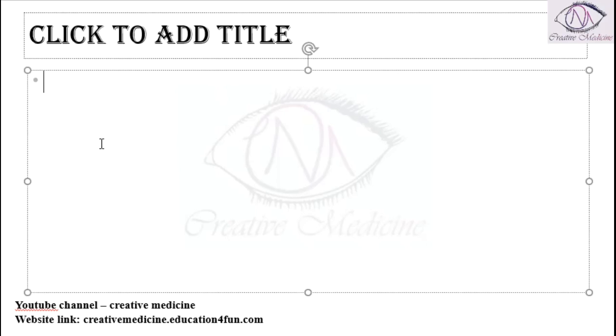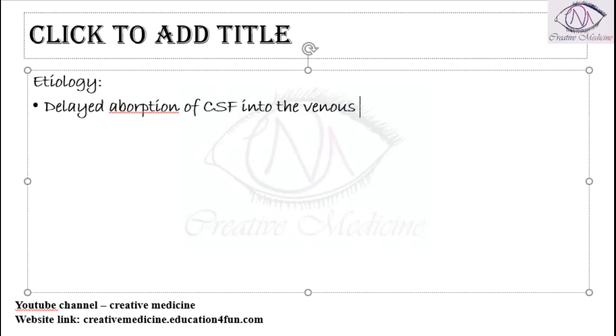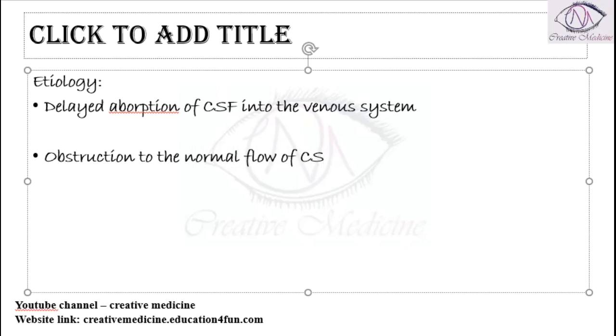Then, what is the etiology of normal pressure hydrocephalus? Why does this occur? Normal pressure hydrocephalus mainly occurs when there is delayed absorption of cerebrospinal fluid into the venous system. Because of that, there can be obstruction to the normal flow of CSF, and this obstruction results in normal pressure hydrocephalus.